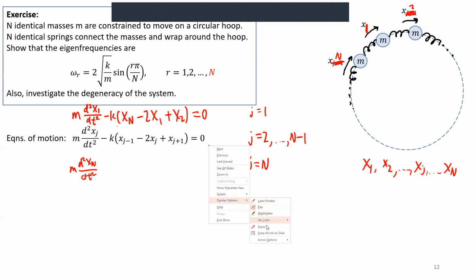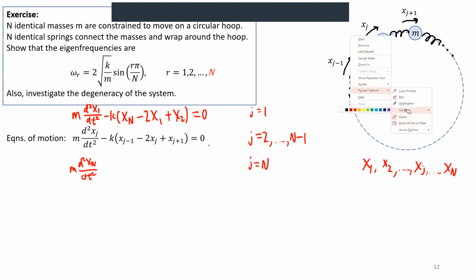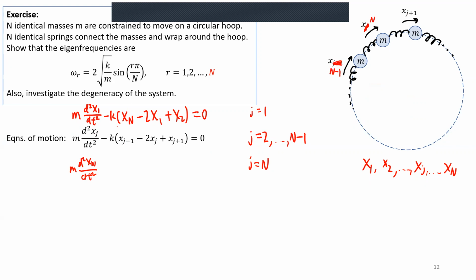So in that case, this time if I say that this is xn, then this would be n minus 1, and this would be again 1. And therefore this would be this. Okay.